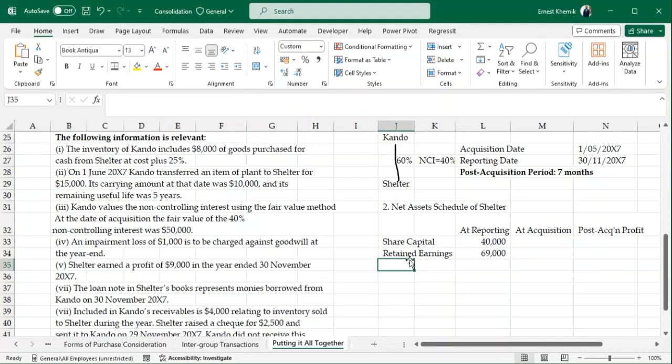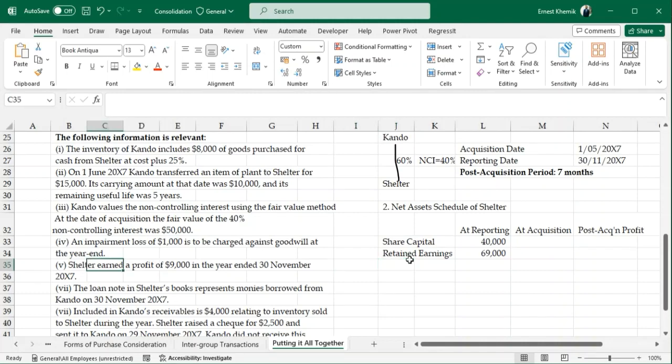Even though the parent is the one who transferred the item of plant to the subsidiary, Shelter is going to hold this plant and depreciate it, and the depreciation is going to be an excess depreciation, which is going to reduce the retained earnings of the subsidiary, Shelter. So what we are going to do is adjust for that excess depreciation in this net asset schedule. That is what we do.